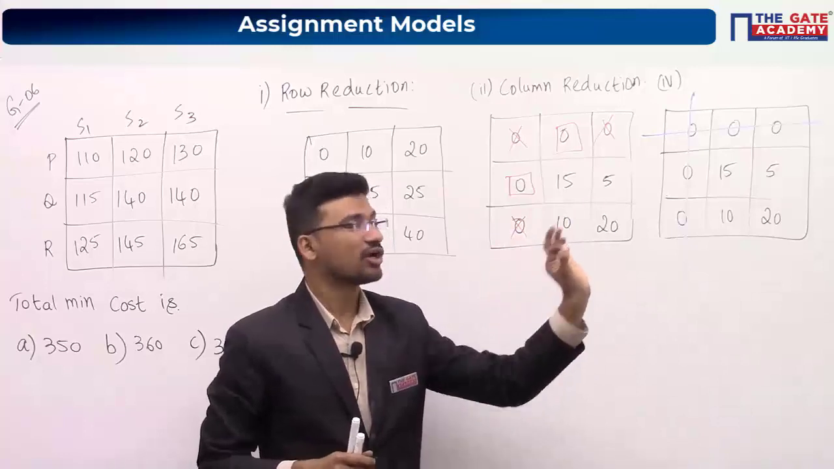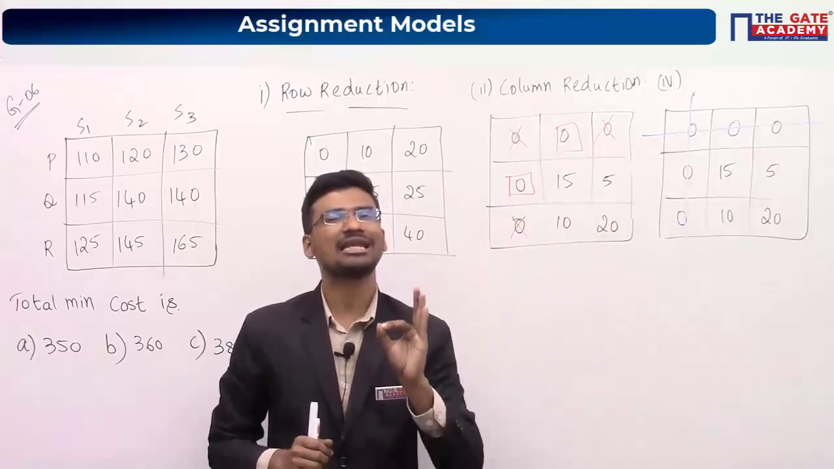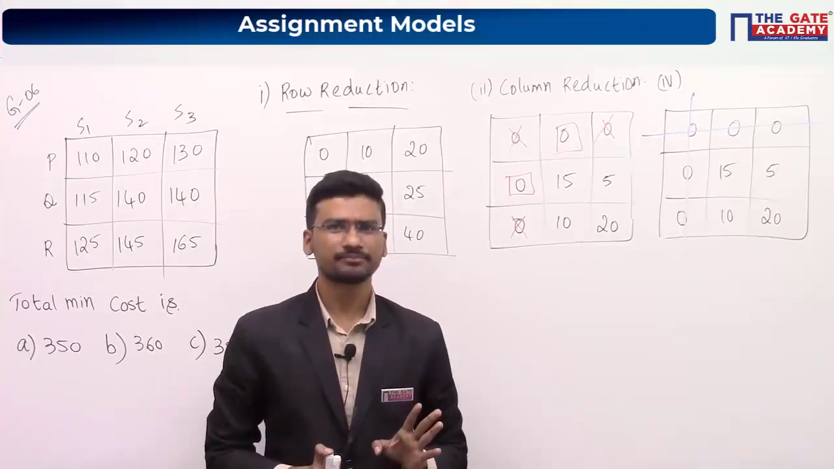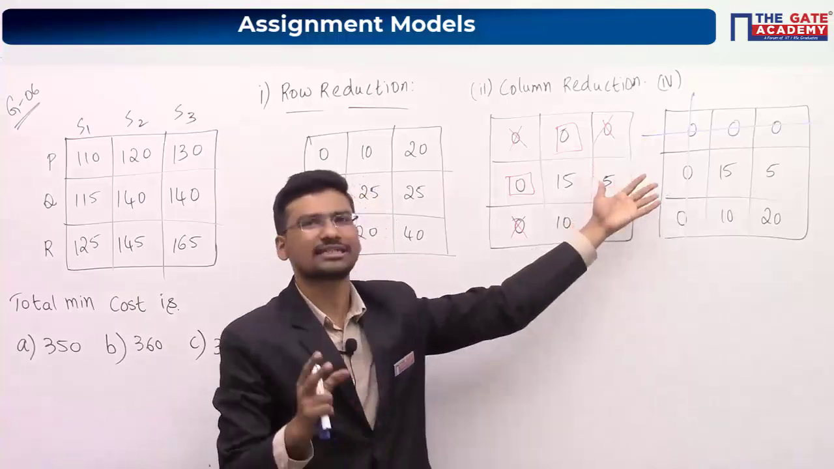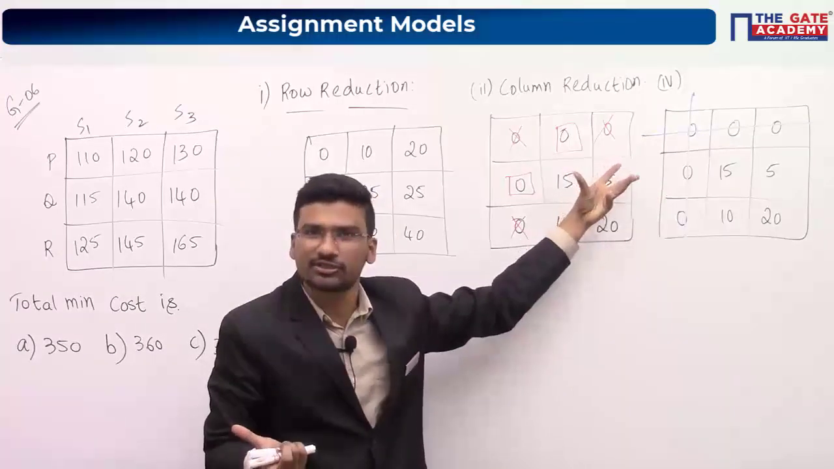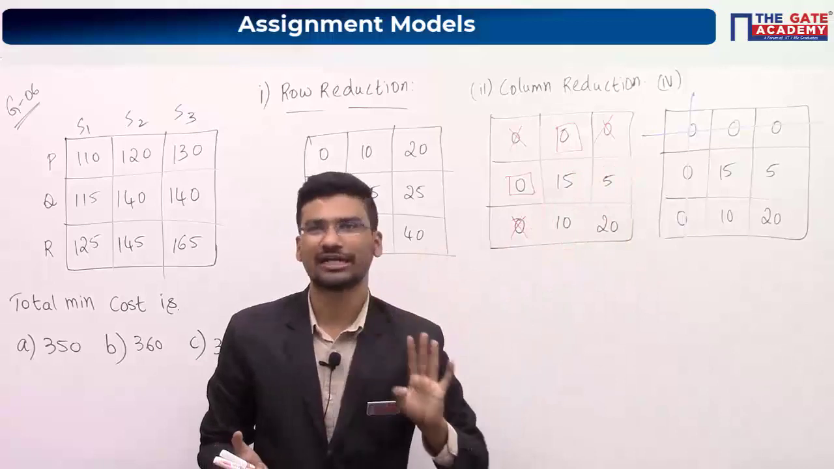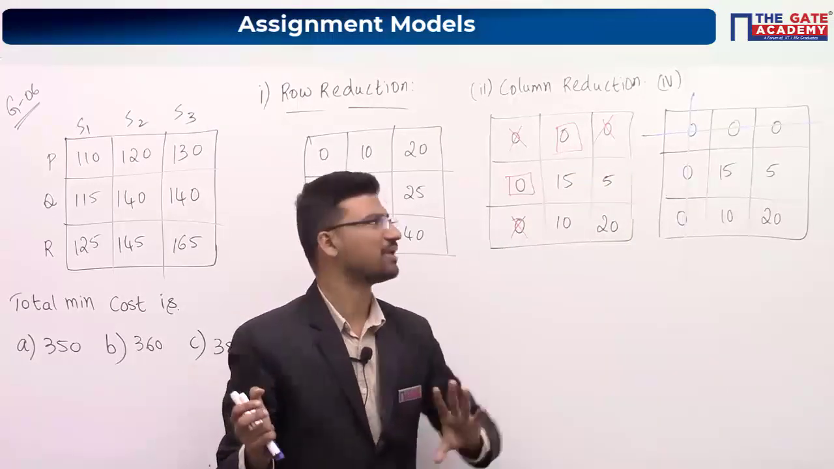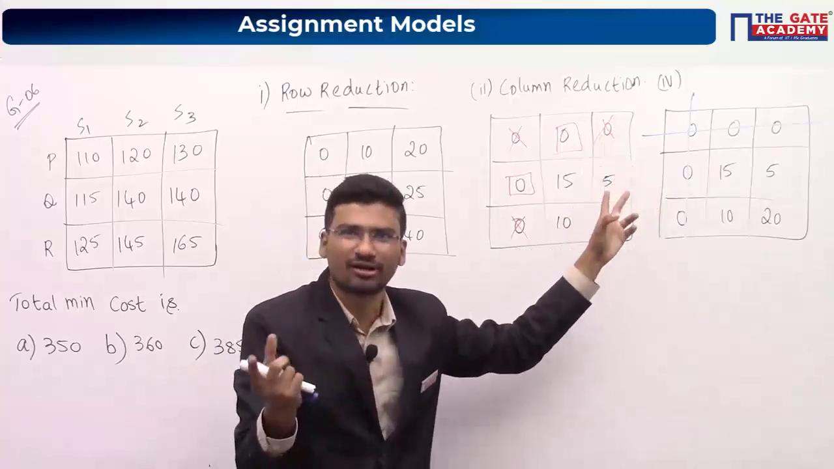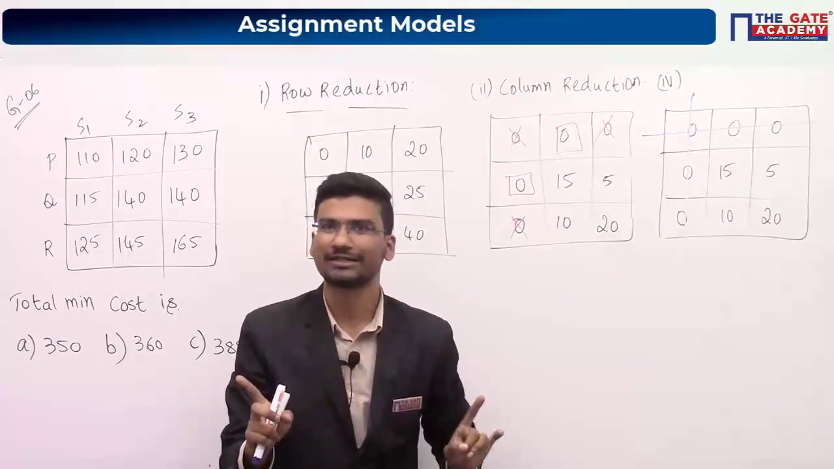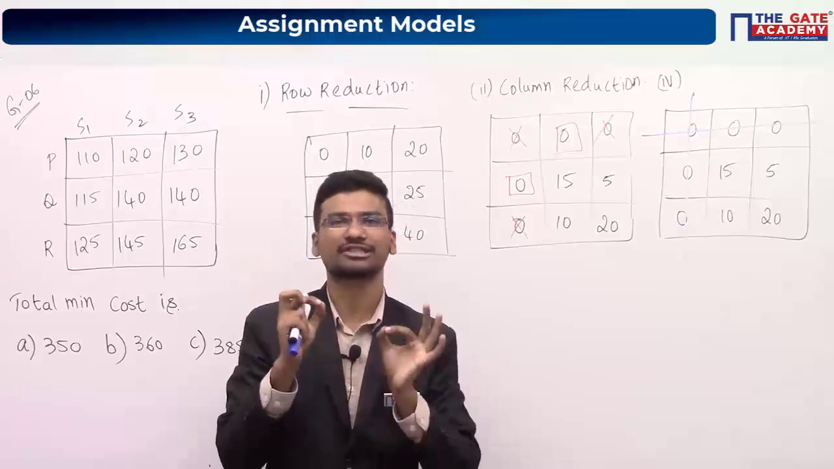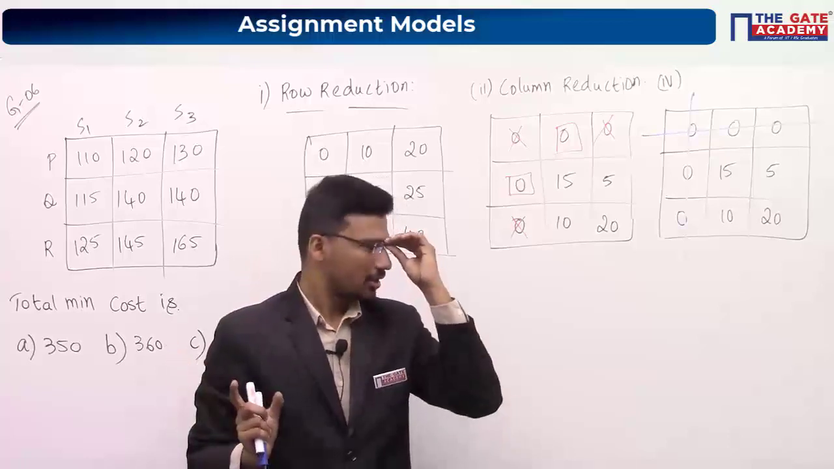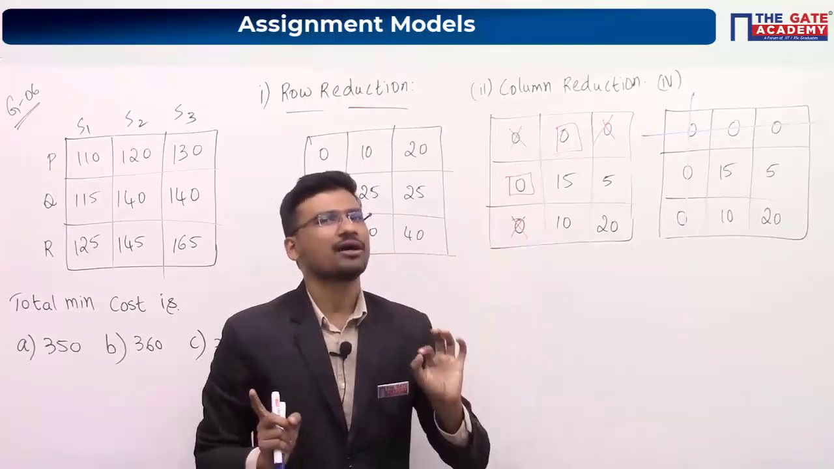So you have to cover all the zeros using minimum number of straight lines. Definitely using only a single straight line you cannot cover all the zeros. At least you have to use two straight lines. Maybe by using three straight lines also you can cover all the zeros, but you should not do that. You have to use minimum number of straight lines only. That was your first step.